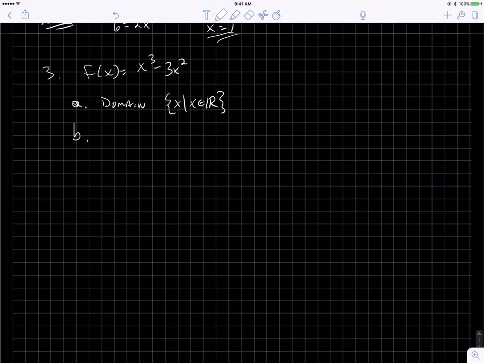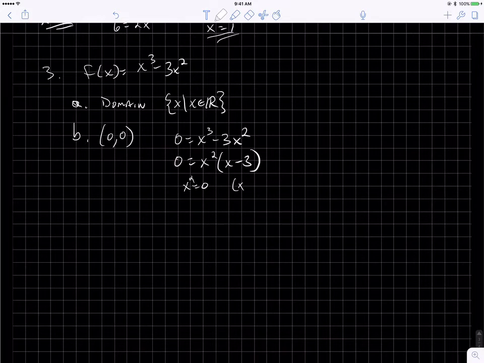For b, we want to find the zeros, or the intercepts. If I plug in 0 for x, I get 0 for y. If I plug in 0 for y, how do I solve a polynomial equaling 0? I should factor it. That's usually the best way if I can factor it. Set each factor equal to 0 and solve. So I get 0 and 3. So those points would be (0, 0), which we already have, and (3, 0). C, there's no asymptotes.